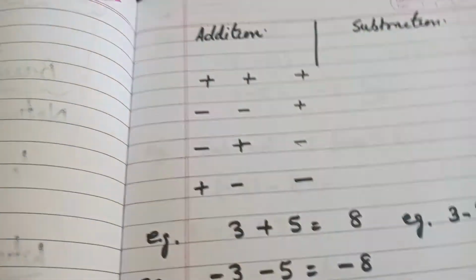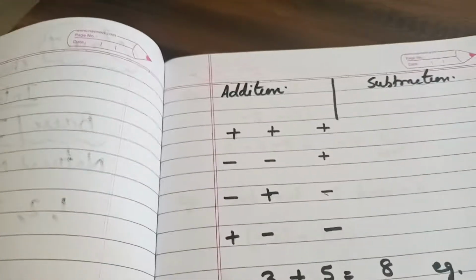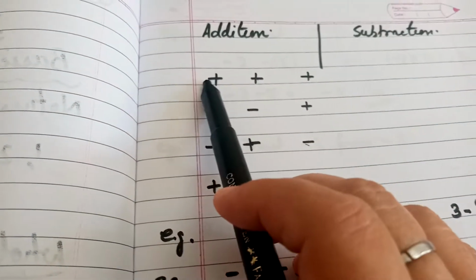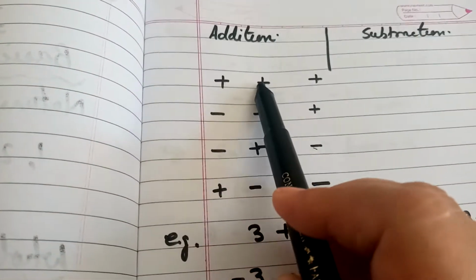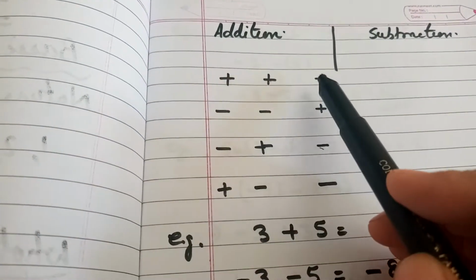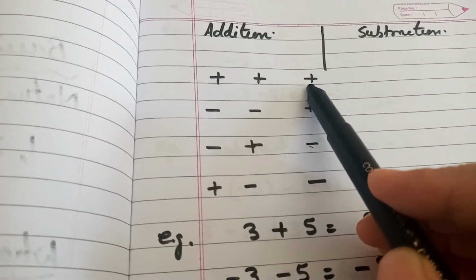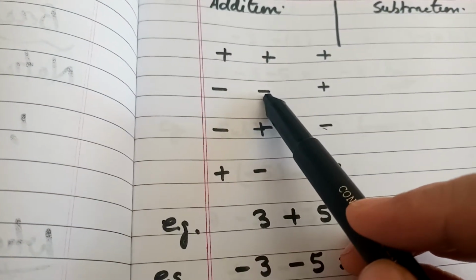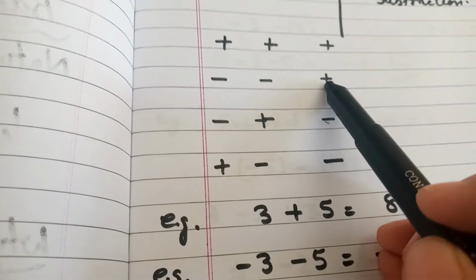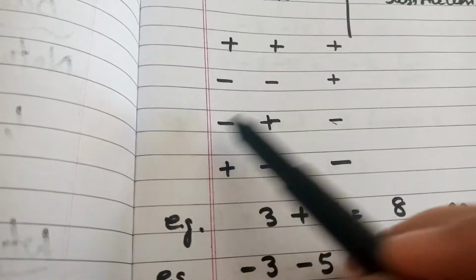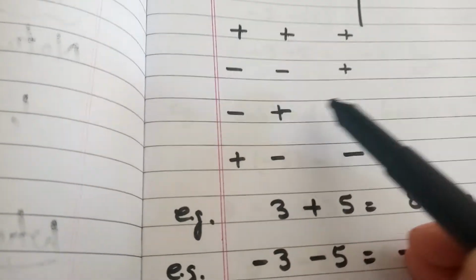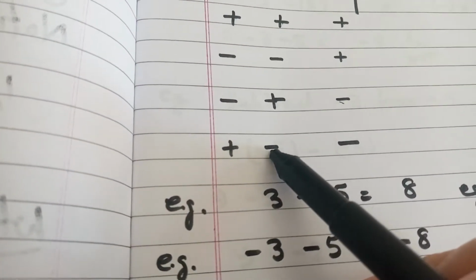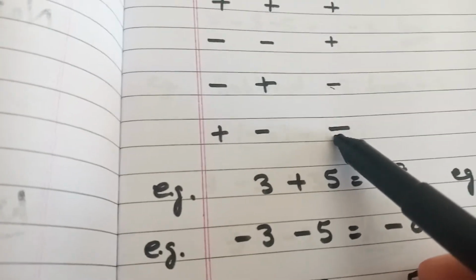For addition and subtraction, always remember 4 rules. What are the 4 rules? First one is, when two positive integers are there, we have to add. We will explain it with the example also. When two integers are negative, again we will add. If one negative and one positive integer are there, we will subtract. When one positive and one negative integer are there, we will subtract.